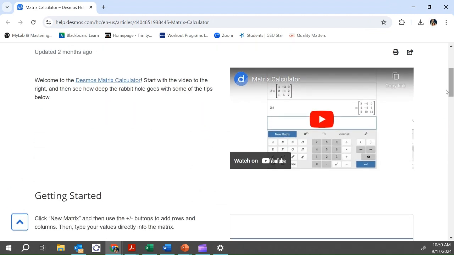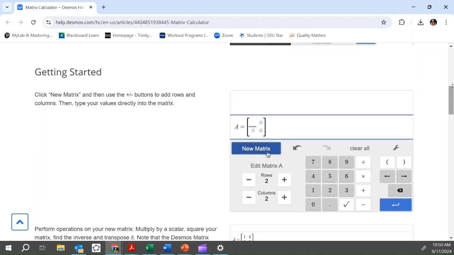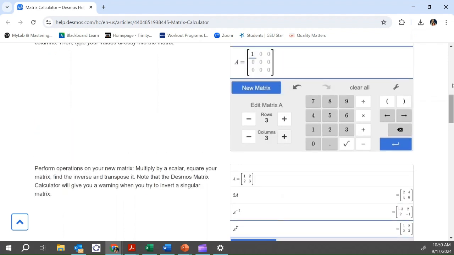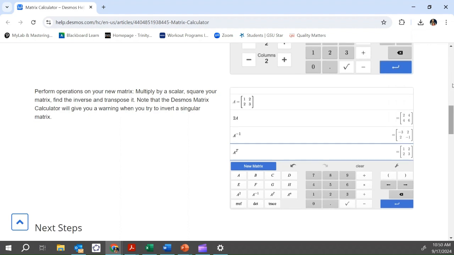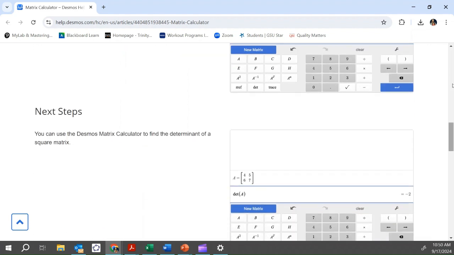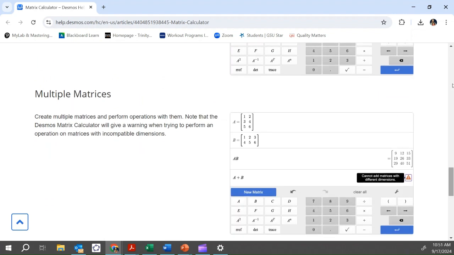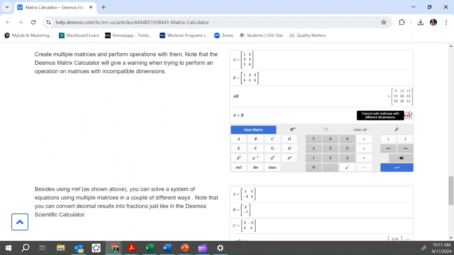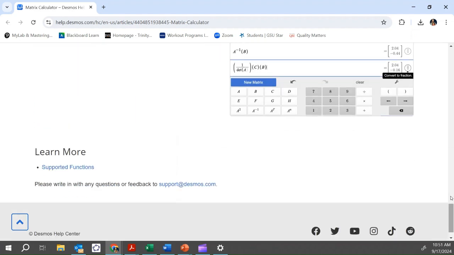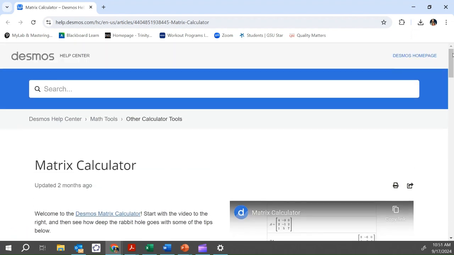And on this page, there is a video with getting started. It's going to go through all of the similar things that I'm going to go through, similar examples, so you can also watch this if you want to see another example. It also breaks down how you can enter your matrix, adding rows, columns, performing different operations such as powers, determinants, reduced row echelon form, how to work with multiple matrices, and what happens if you get this little error symbol. So a lot of the same things I'm going to discuss here are at the Desmos Help Center. But we are going to work specifically with the Desmos matrix calculator.